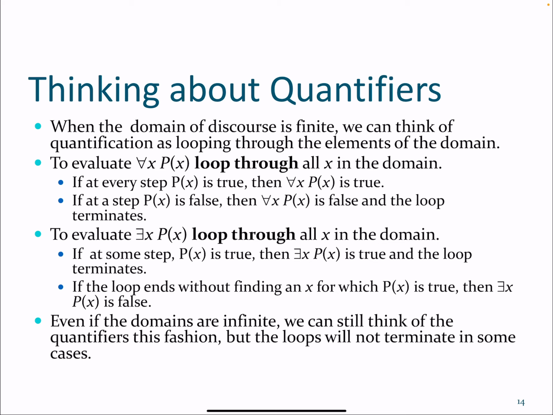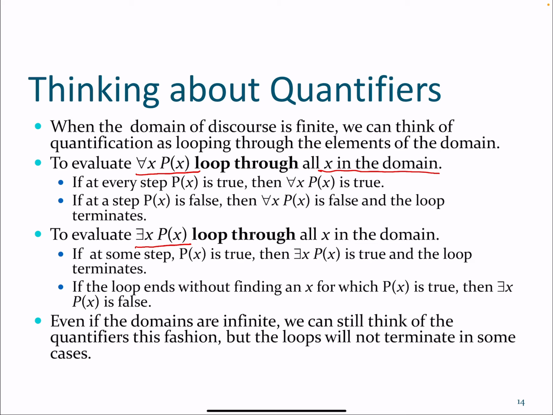To evaluate the true or false value for the universal quantifier, you can think of it as trying to loop through all the x variables inside the domain and check if every P(x) is true. If at least one P(x) is false, then the universal quantifier, for all x P(x), is false. To evaluate the existential quantifier, you need to loop through all the x in the domain, and if at least one P(x) is true, then you can terminate the loop and tell it's true.